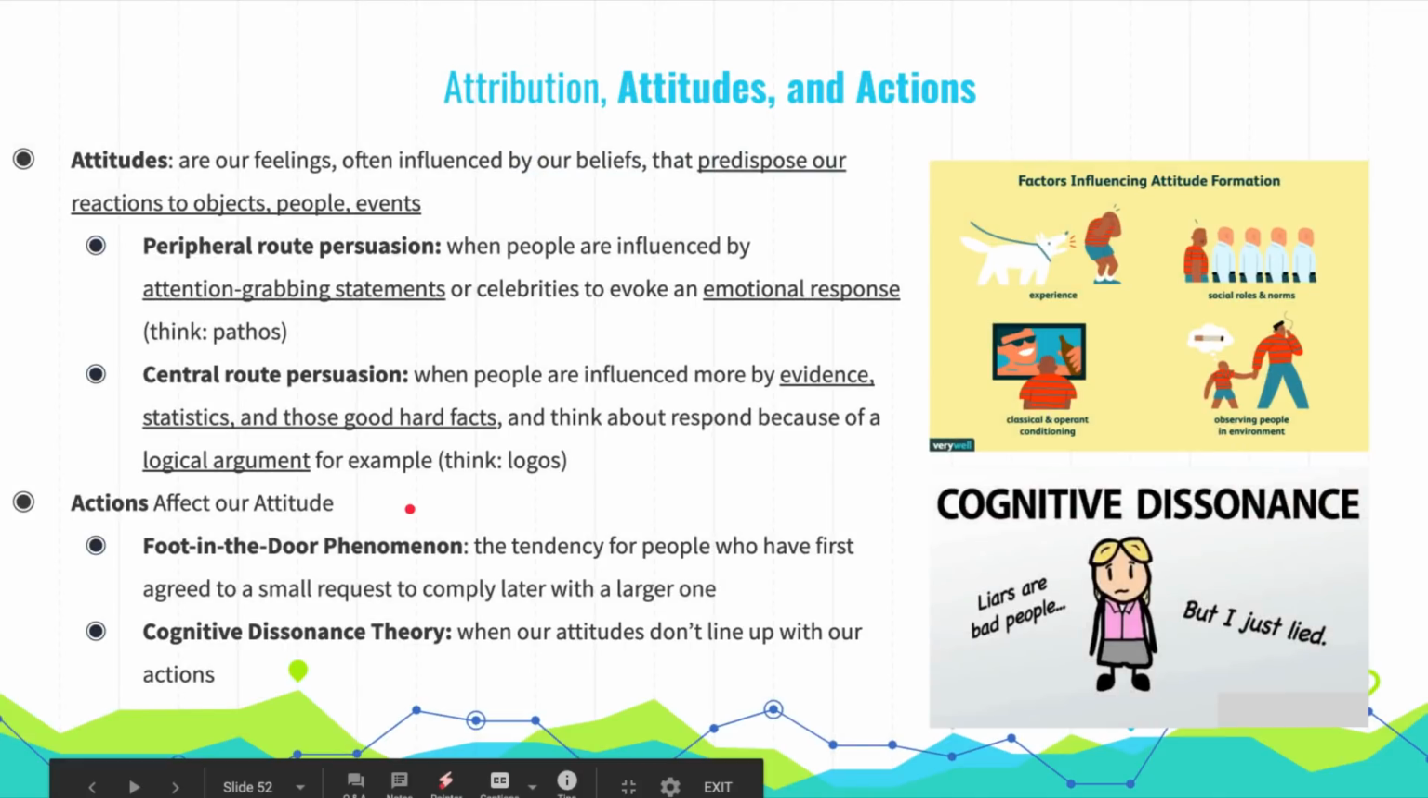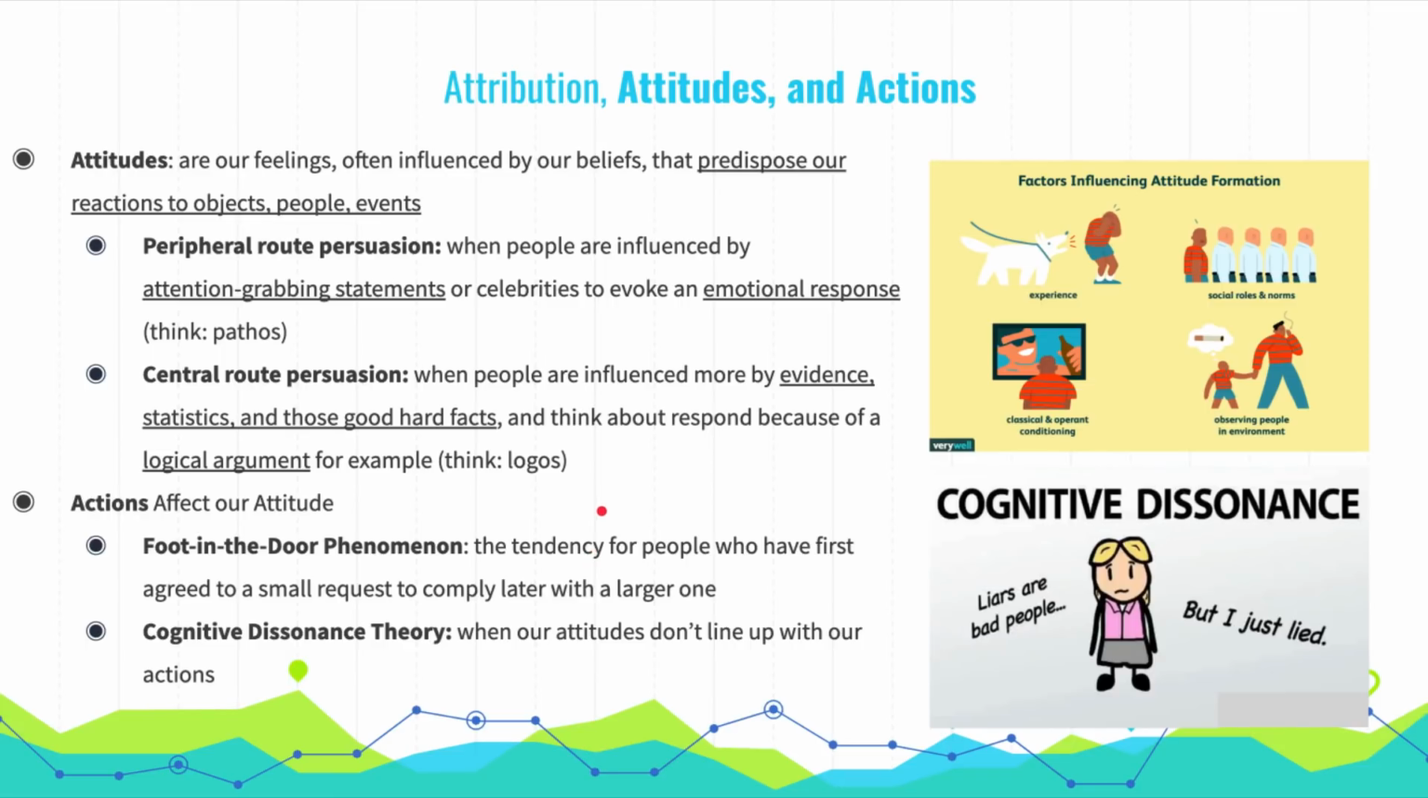But moving on to attitudes, let's understand that there are feelings, often influenced by our beliefs, that predispose our reactions to objects, people, and events. There are two forms of persuasion that you'll need to know, which are tactics used to influence people's attitudes and change them on certain issues. Peripheral route persuasion is when people are influenced by attention-grabbing statements, celebrities, and evoke an emotional response. Central route persuasion is when people are influenced more by evidence, statistics, and those good hard facts, and they prioritize a logical argument, for example.